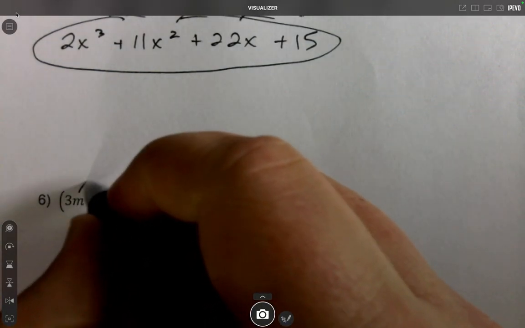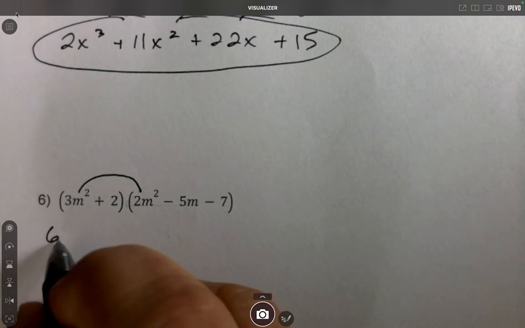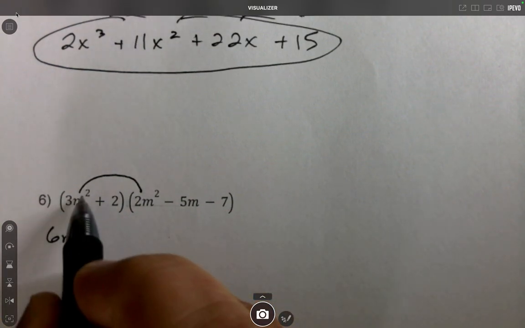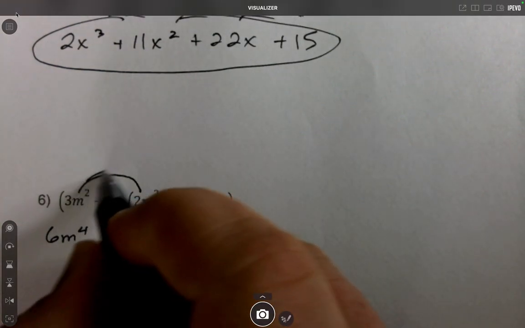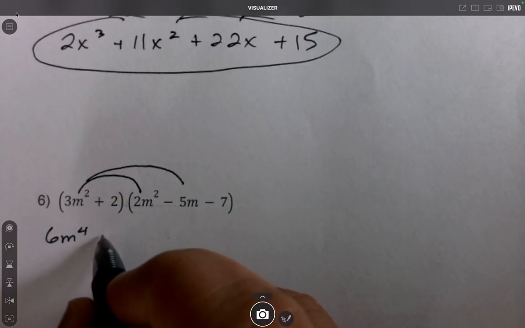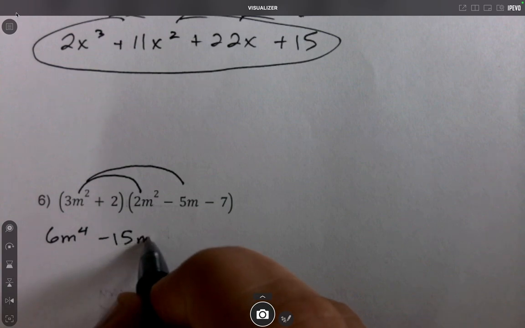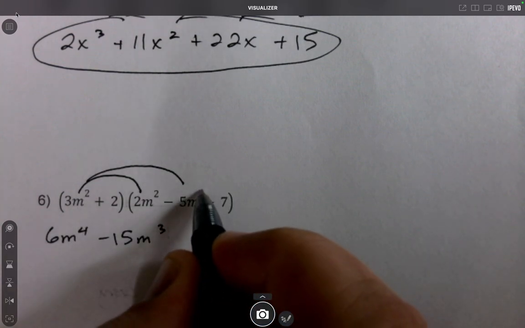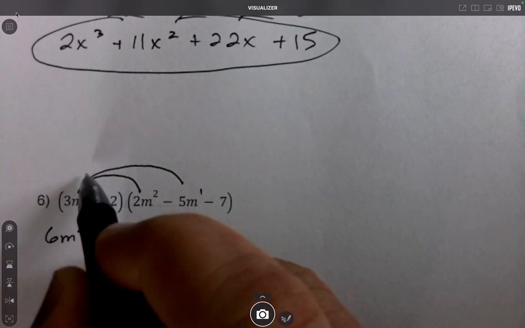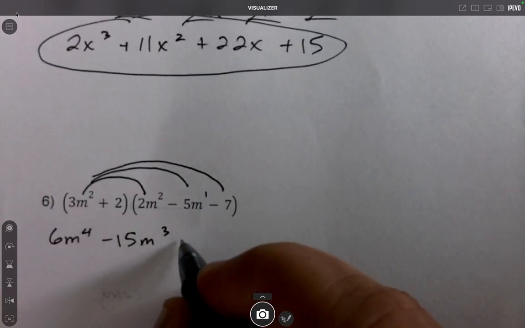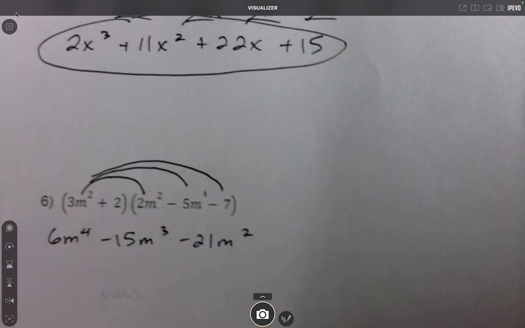First, I want to multiply everything by 3m squared. So it'd be 6m to the 4th, because I add 2 and 2. 3m squared times negative 5m is negative 15m cubed, because it's 2 plus the understood 1. And then 3m squared times negative 7 is negative 21m squared.